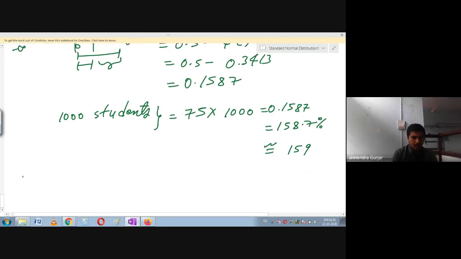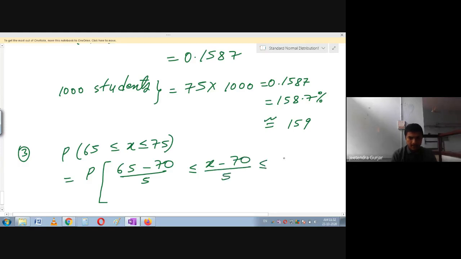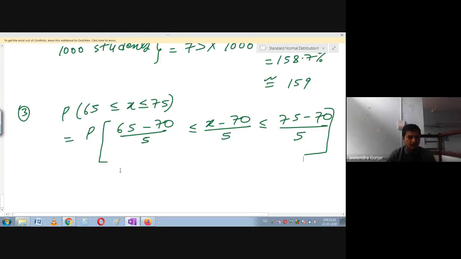Okay, don't wait for me, students, go for the third one. Please try the third one. That is probability of 65 less than or equal to X less than or equal to 75. How are we going to calculate this? Just in 2 minutes you can simplify this. This is equal to, convert this into Z. So I will just show you, this is going to become very big now. This is 65 minus 70 divided by 5. Similarly, X minus 70 divided by 5, this is less than or equal to, please try now this, 75 minus 70 divided by 5, students. This is the probability you are going to calculate.